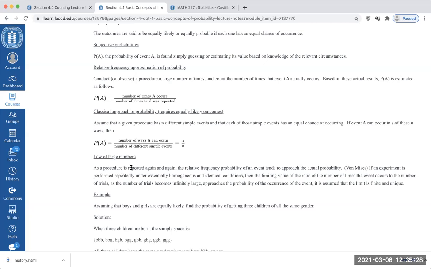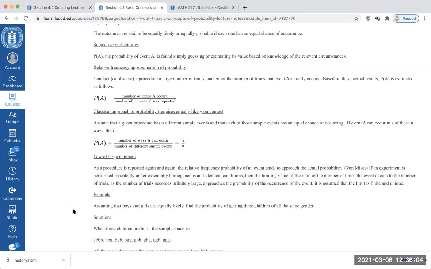So von Mises's law of large numbers says, if an experiment is performed repeatedly under essentially homogeneous and identical conditions, then the limiting value of the ratio of the number of times the event occurs to the number of trials, as the number of trials becomes infinitely large, approaches the probability of the occurrence of the event. It is assumed that the limit is finite and unique. So that's the law of large numbers.